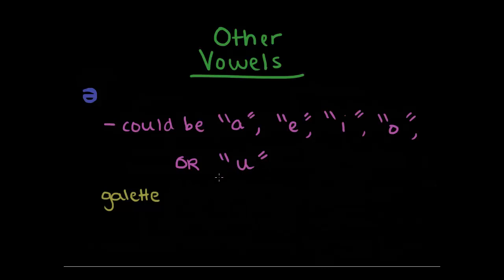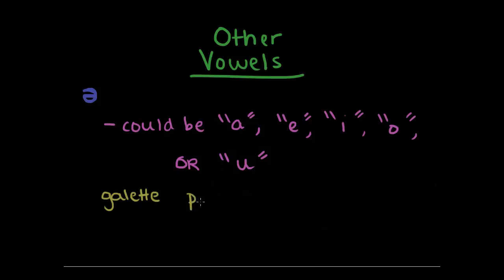Really, you've got A and O left. Galette with O doesn't look quite right. Could be a possibility. If it was an O here, it would probably be pronounced golette. So really, that leaves you with A. So galette is an example of how to use process of elimination to figure out which vowel is used. Doesn't work all the time. Here it does work.